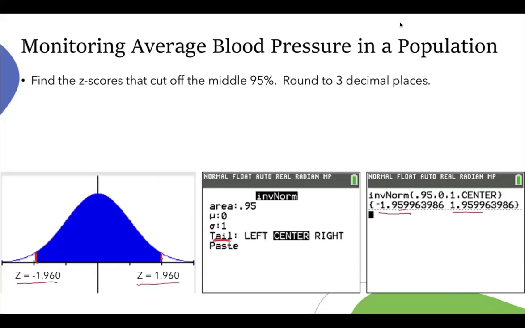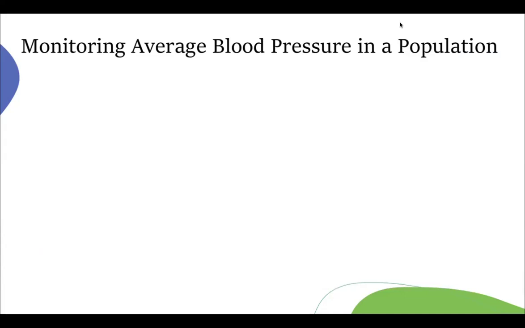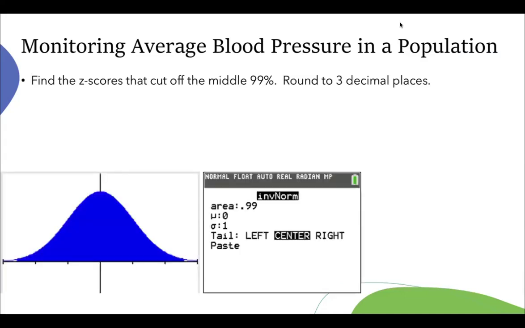We're going to do this one more time with an area of 0.99. Now notice the picture changes even further. The area looks like it's almost filling in almost all of the bell curve. Let's find those z-scores that cut off the middle 99%.